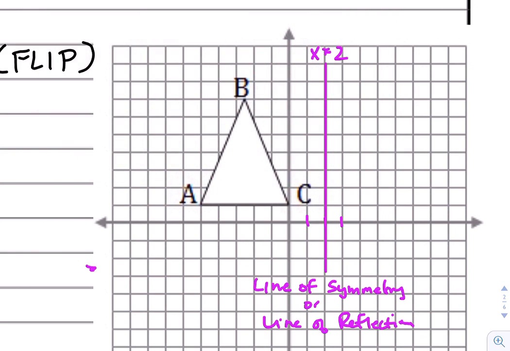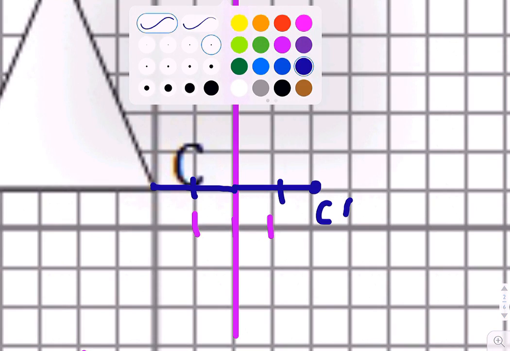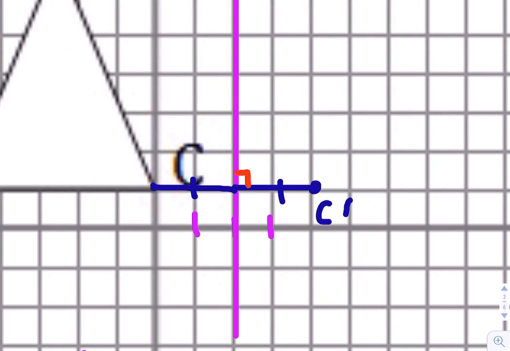Now another key feature of reflections is that the distances have to be the same, and here's what I mean. If you take point C and you travel it to the line of reflection, that's a distance of 2 boxes. And so if we want a new point C, we got to travel another 2 boxes, but on the other side, to make this C prime. We can also note, as we zoom in here, that in addition to these being the same distance, they also have to interact with our line of symmetry in such a way that it's going to be a right angle.